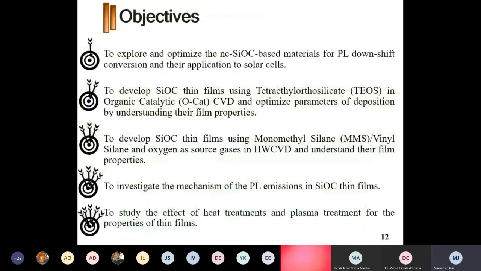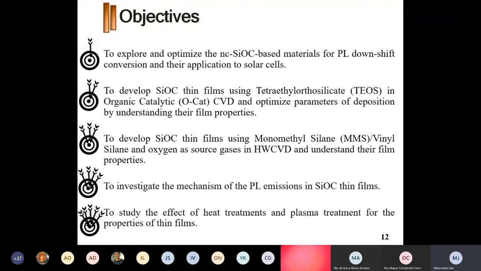The objective of my work is to explore and optimize nanocrystalline silicon oxycarbide based materials for PL downshift conversion and their application to solar cells. Another objective is to develop silicon oxycarbide thin film using tetraethyl orthosilicate in OCAT CVD and optimize the deposition parameters by understanding their film properties. The third objective is to develop silicon oxycarbide thin film using monomethylsilane and vinylsilane and oxygen as source gases in SWCVD and understand their film properties.